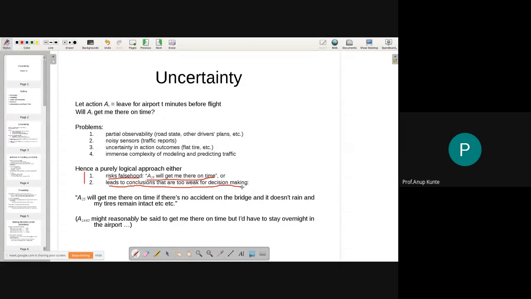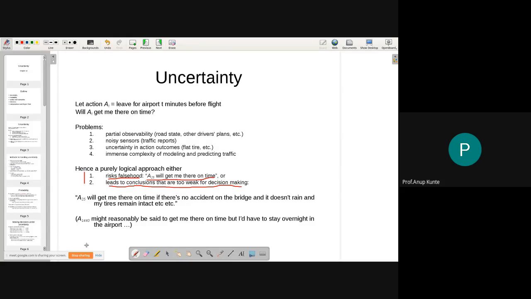And risk of falsehood means that the basis of the decision on which I'm taking my decision is itself not correct, which means the decision that I'm going to take is definitely not an accurate decision, and I won't be able to do a rational design of an agent.